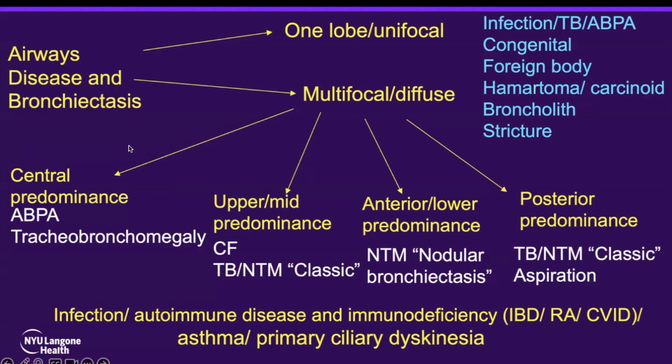So when we encounter airways disease and bronchiectasis, we can first consider if the disease involves one lobe or is relatively unifocal or multifocal or diffuse. When unifocal or involving one lobe, we think of infections such as tuberculosis or colonization by allergic bronchopulmonary aspergillosis. There are congenital etiologies, foreign bodies, hamartomas and carcinoids, bronchiolithiasis, and strictures.